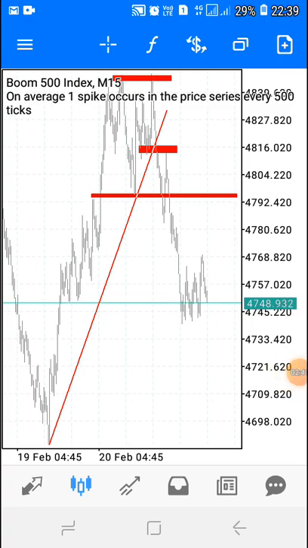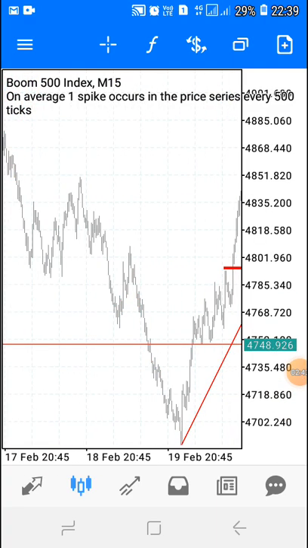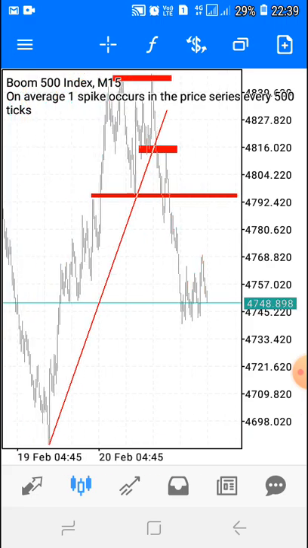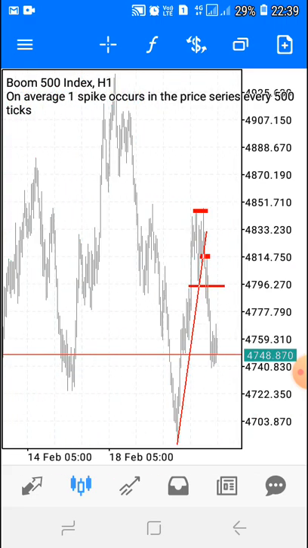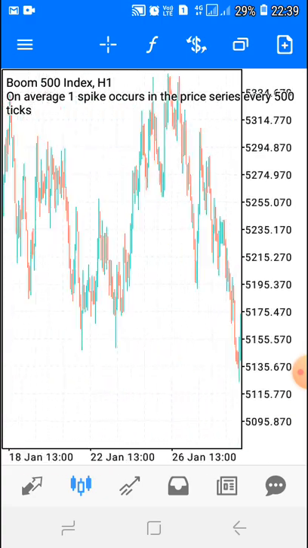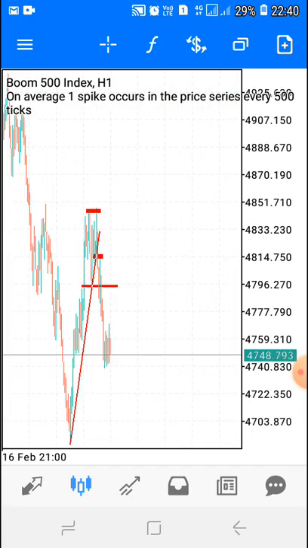Okay, so we can see that Boom 500 has been trending in a small downtrend on the 15-minute time frame. And when we were on the 1 hour time frame, we can actually see that the market has been trending in a downtrend for a period of time. So what we want to do now is learn how to catch entries. If you want to know how to catch entries, then make sure to not skip.